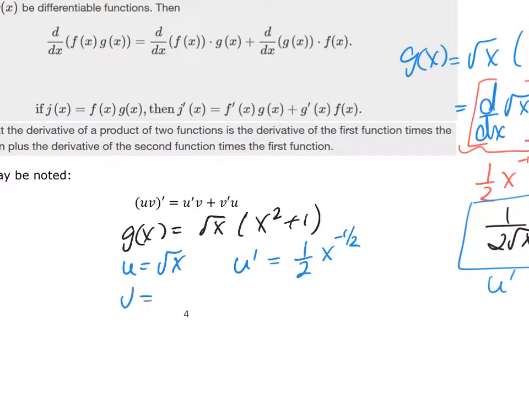And then you do v is equal to x squared plus 1. V prime is equal to 2x. And that's one way to keep all of your things in line without losing what you're doing, especially when you have 3 multipliers. And that can happen.